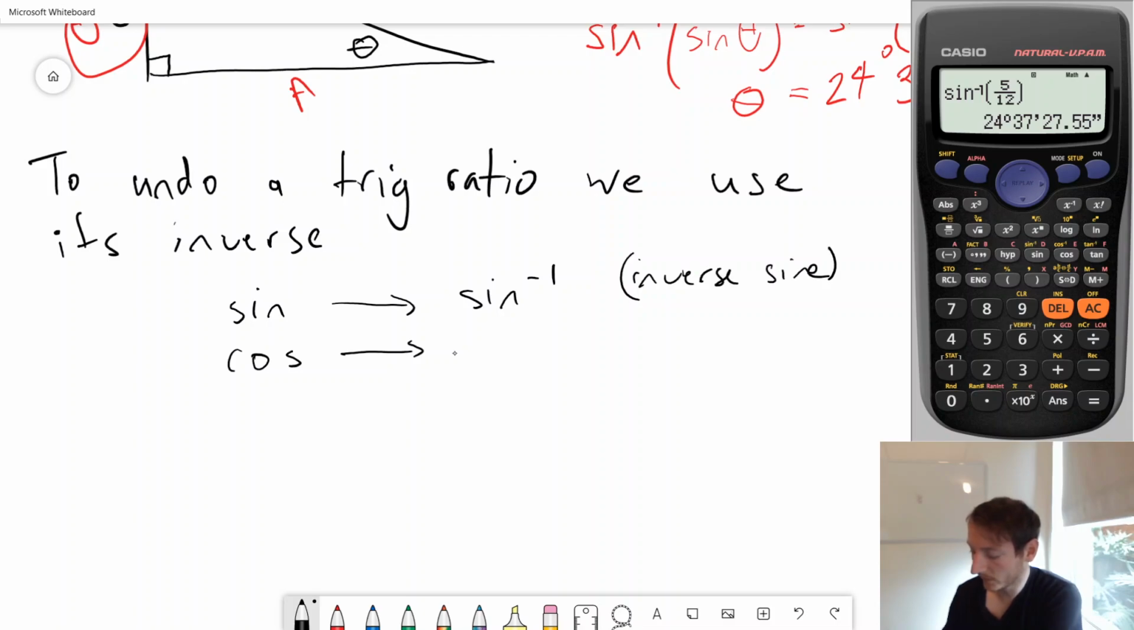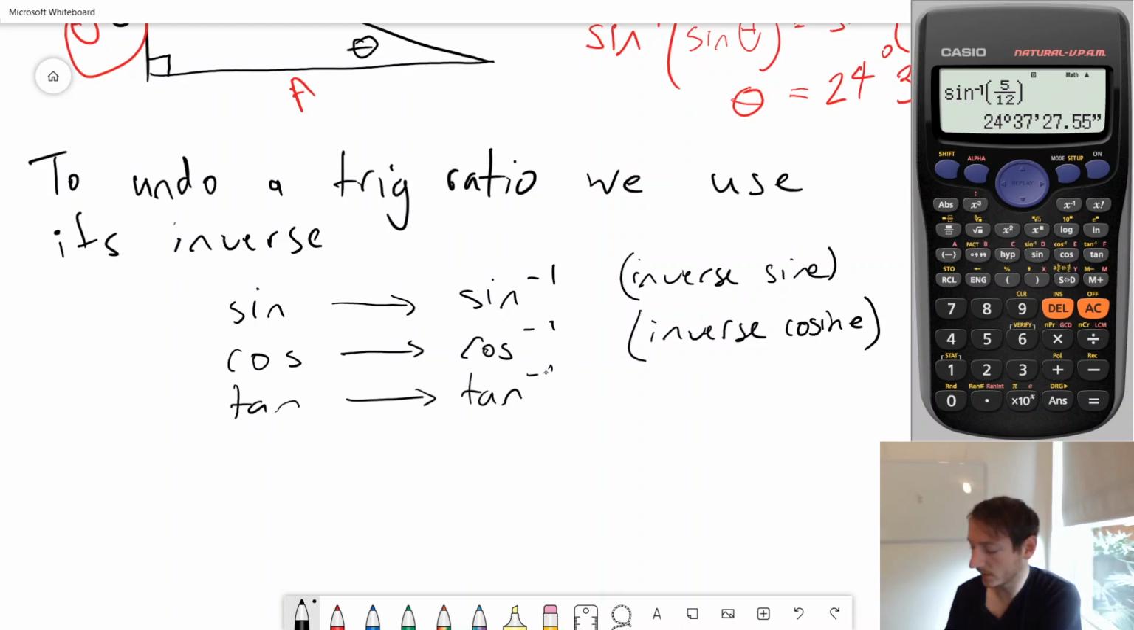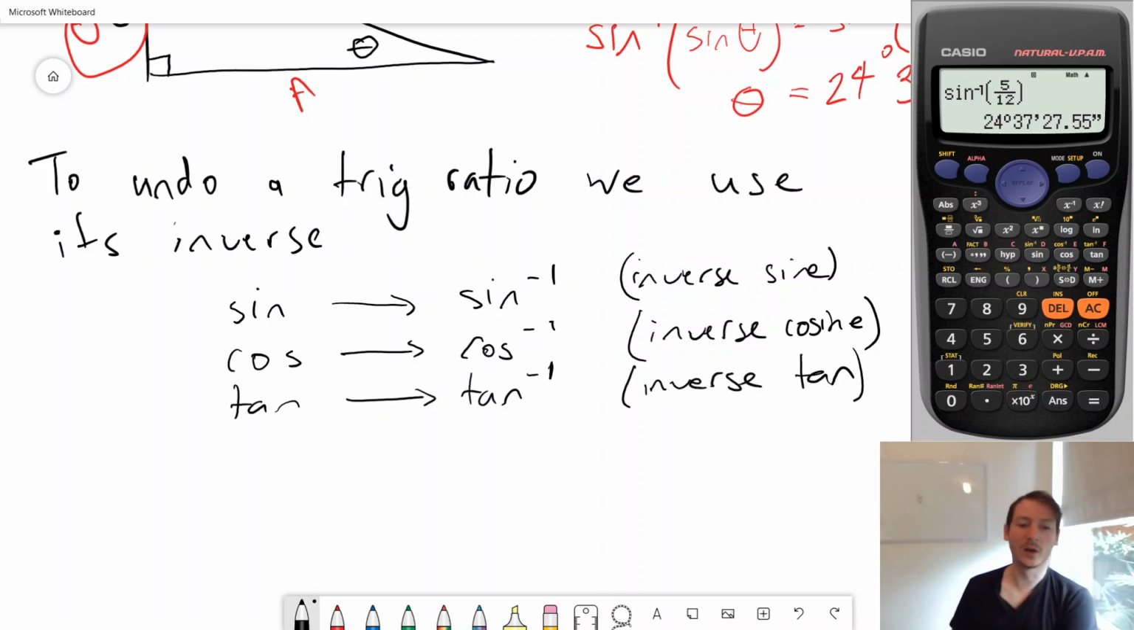That's how we say it. Cos, or inverse cos, inverse cosine, full name. And then tan, when we say tan, we're just pressing shift, tan, to get inverse tan. All it does is work back the other way.